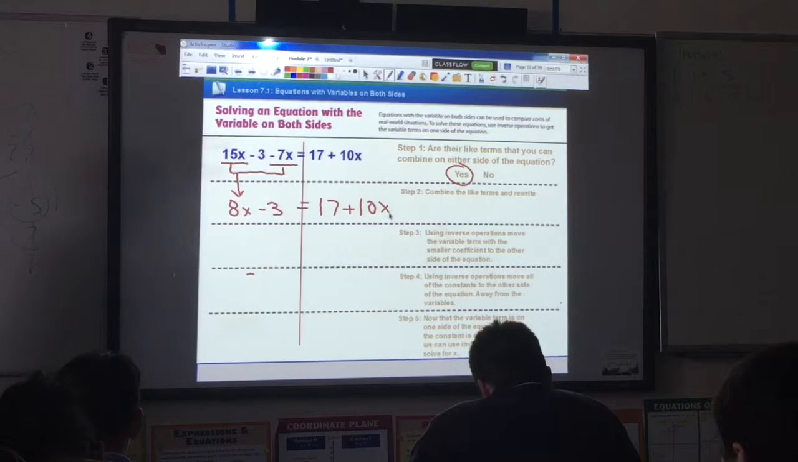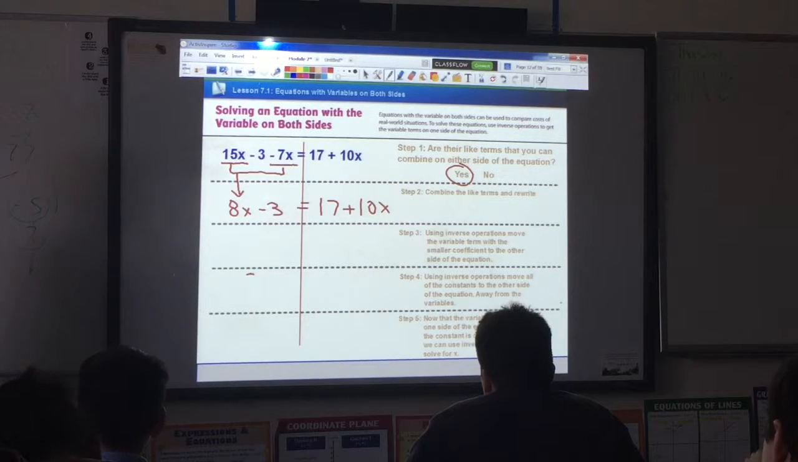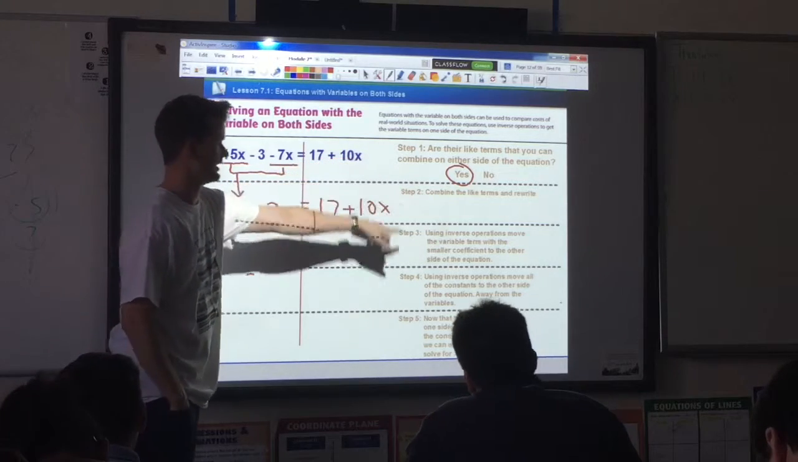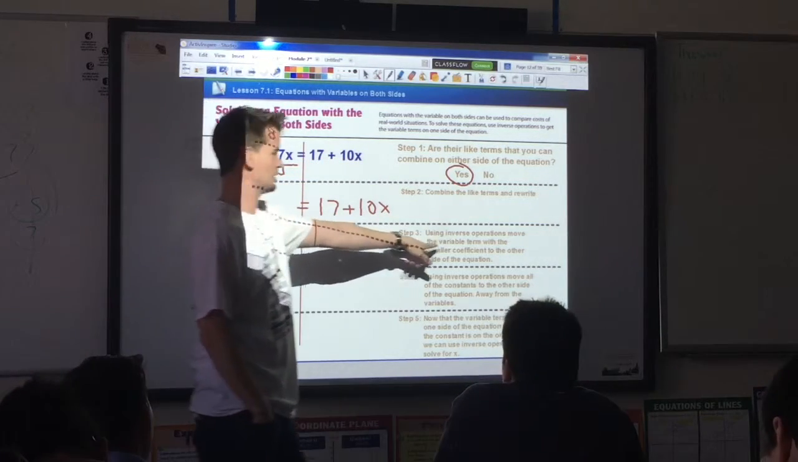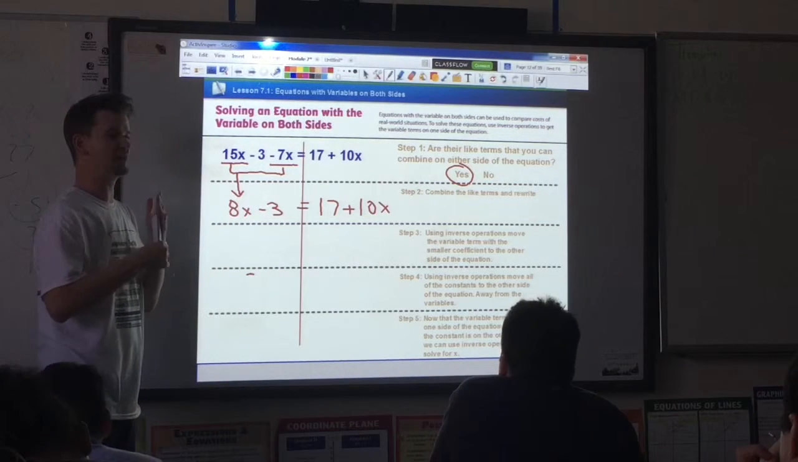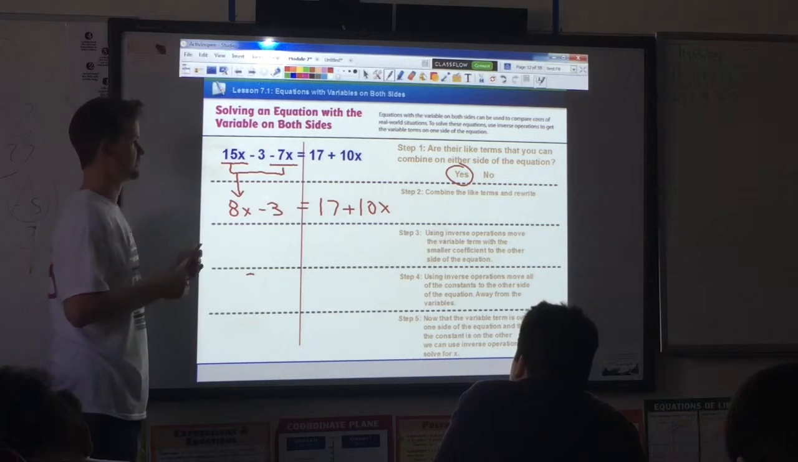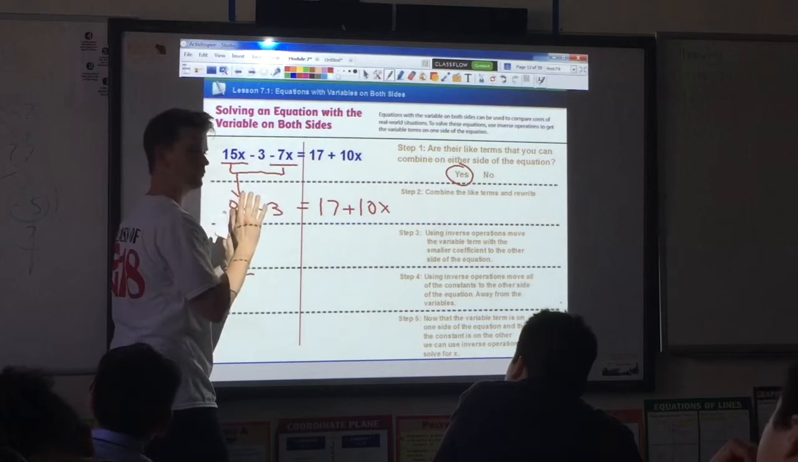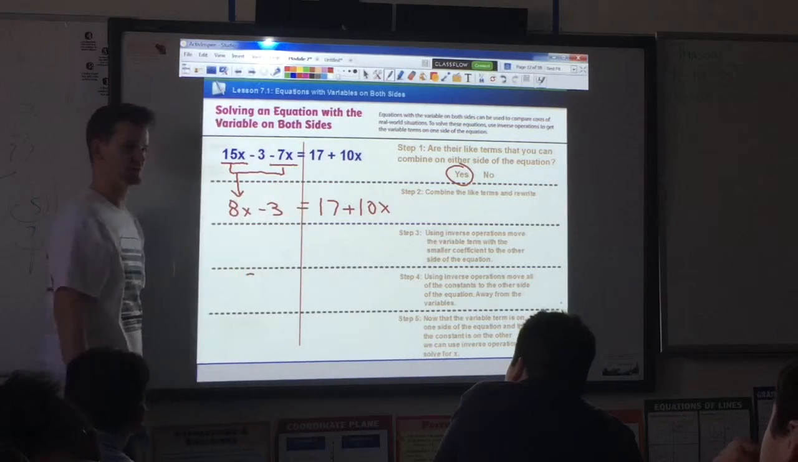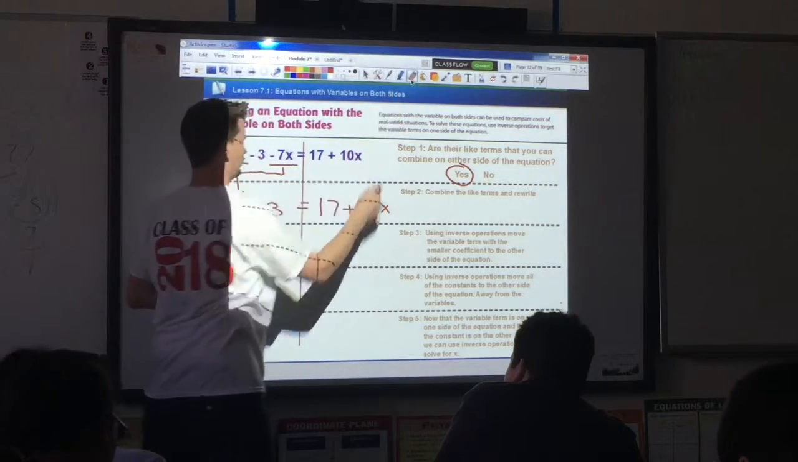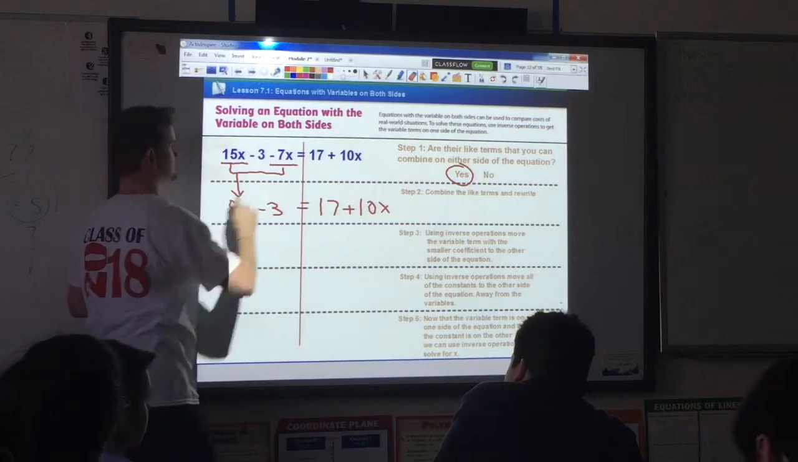Yes, what's up? Wouldn't you do the smaller number first? Well, we're not moving it from one side to the other, are we? You're talking about the step using inverse operations to move the variable term with the smaller coefficient. That's once we combine like terms. We will always check to see if we can combine like terms first. Originally, we're just treating this as 2 separate expressions. Now we are actually dealing with an equation, because I combined my like terms. So I have 8x minus 3 is equal to 17 plus 10x.